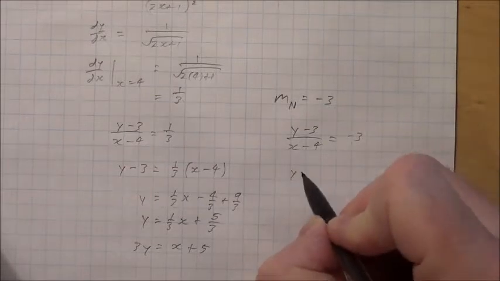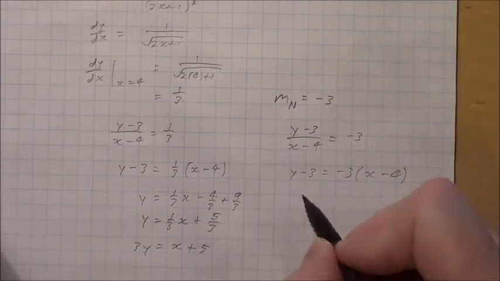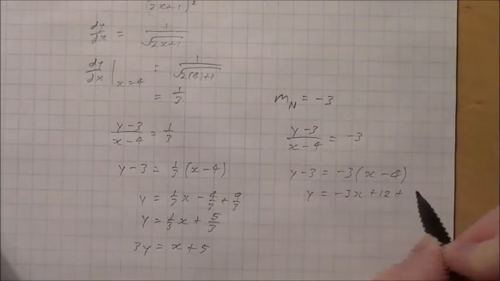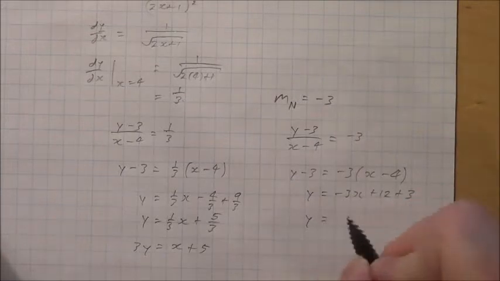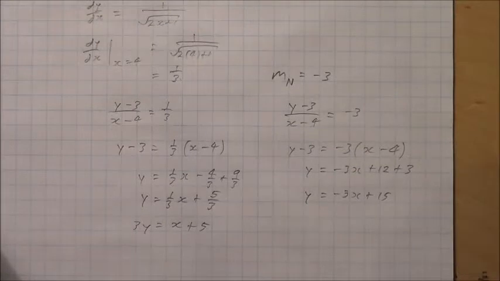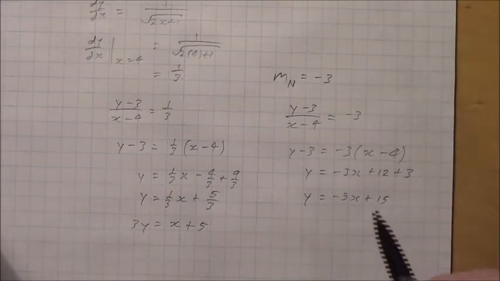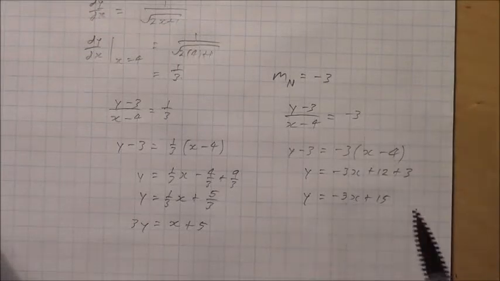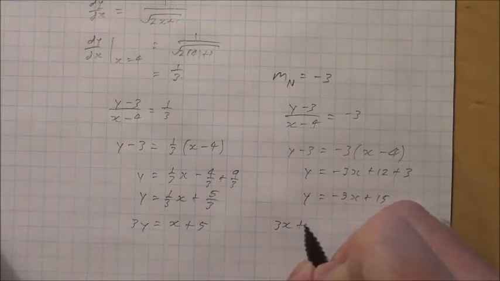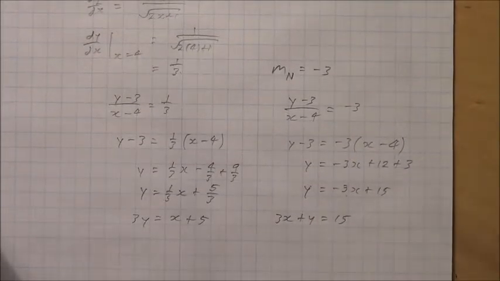So then we can just say y minus 3 over x minus 4 equals -3. Multiply both sides, so you get y minus 3 equals -3 times x minus 4. Simplify a bit, so we get -3x plus 12 plus 3. So y equals -3x plus 15. As the slope point form, or the gradient point form, we could change this into 3x plus y equals 15, if we so choose, into another form of the equation.